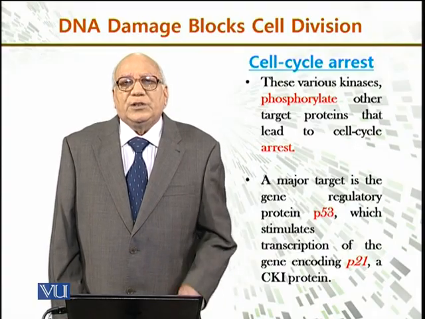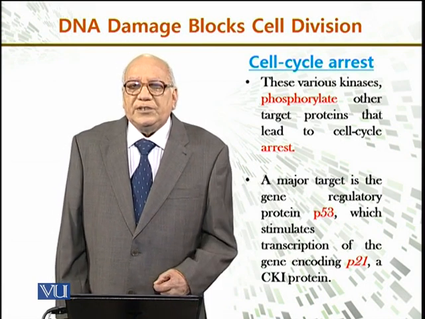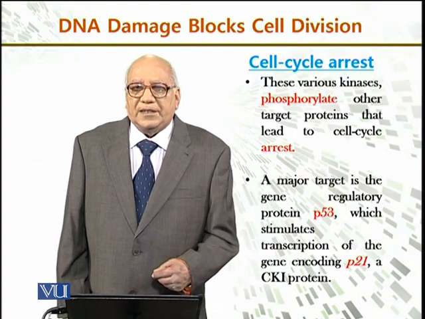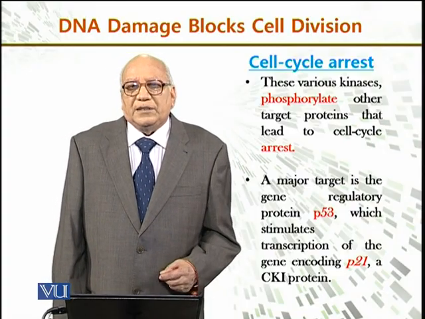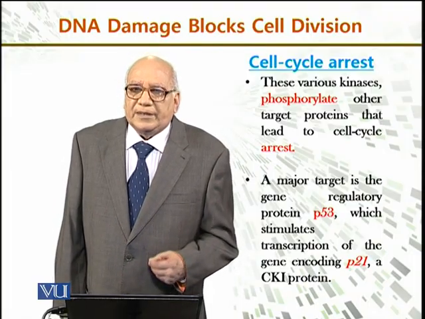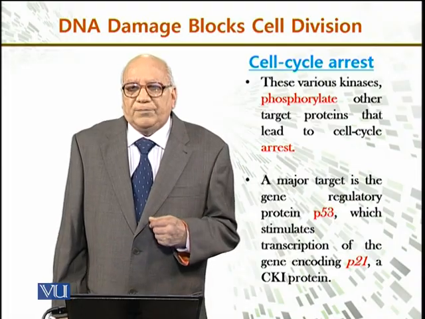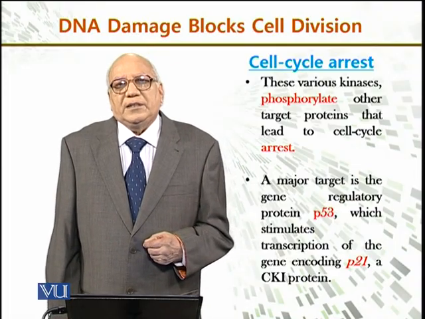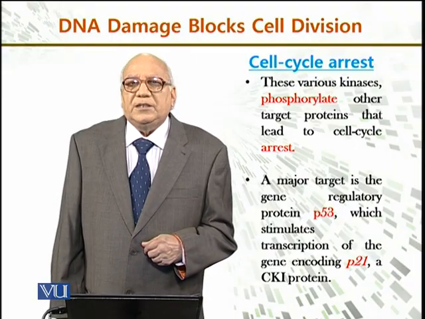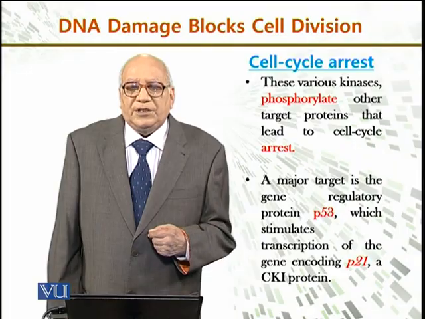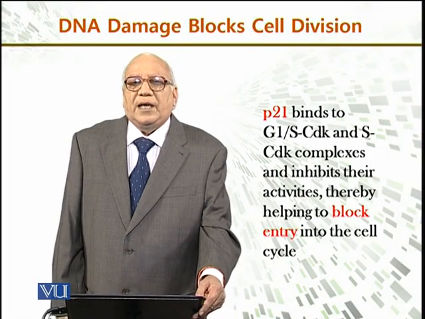Now, the cell cycle during growth is also arrested, and responsible for this arrest are various kinases which phosphorylate other target proteins and lead to cell cycle arrest. The target proteins become phosphorylated, using phosphorylated ATP. A major target is the gene regulatory protein known as P53, which stimulates transcription of the gene encoding P21, a CDK inhibitor protein. So you see, there is a whole cycle of proteins which are related together.